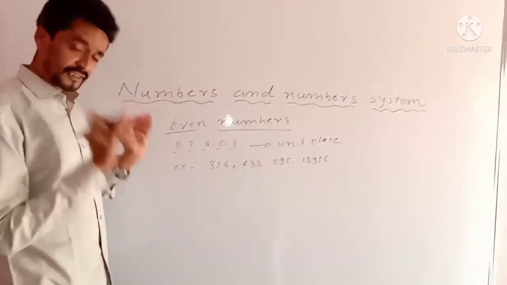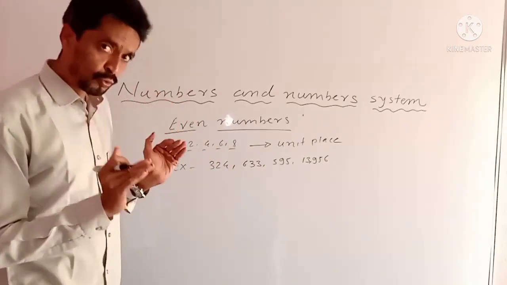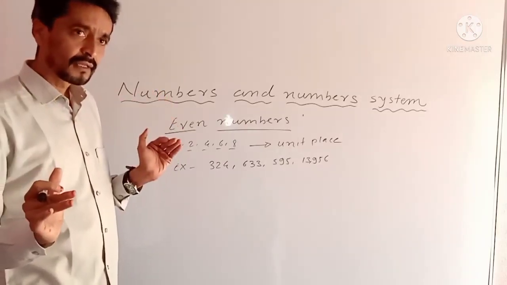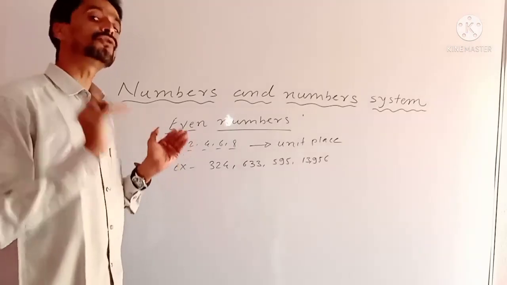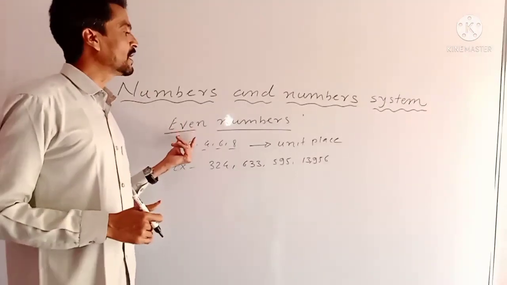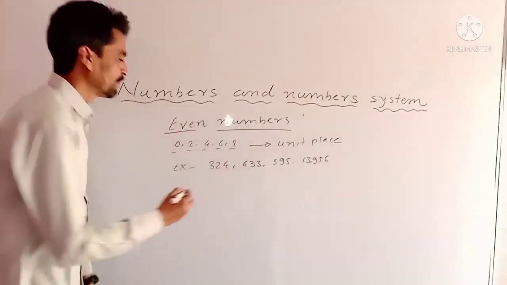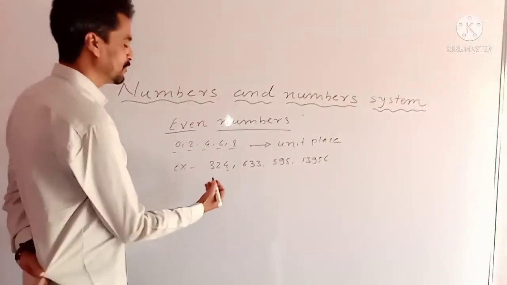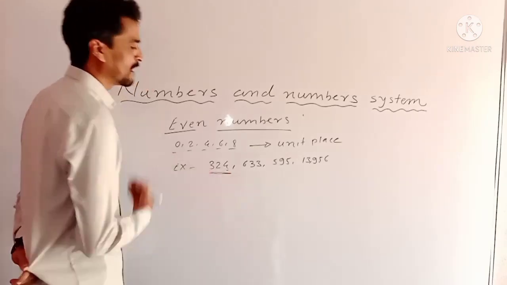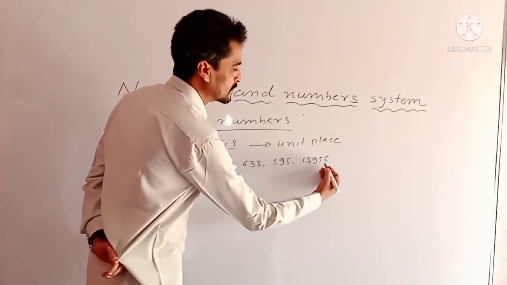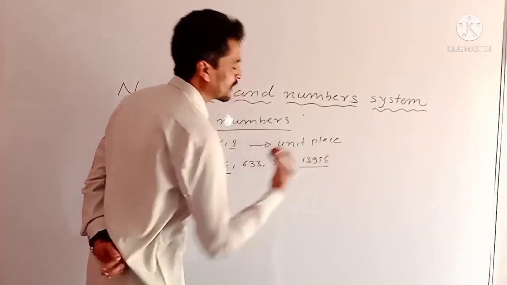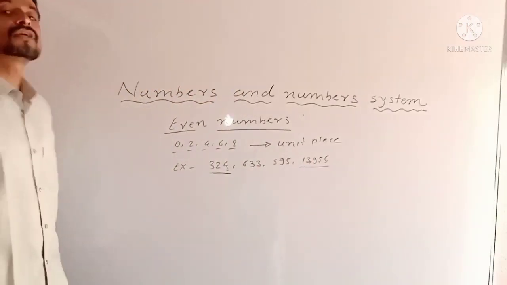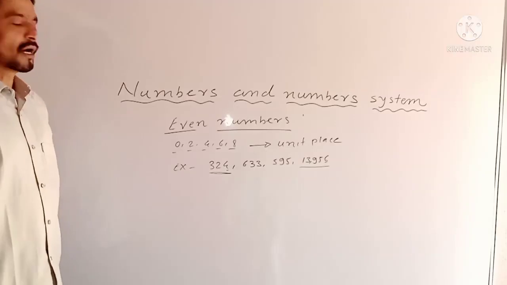A number which has 0, 2, 4, 6 or 8, any of these on the unit place is called an even number. So here 4 is on the unit place, that's why it is an even number. Here 6 is on the unit place, that's why it is an even number. So I think you understood that.